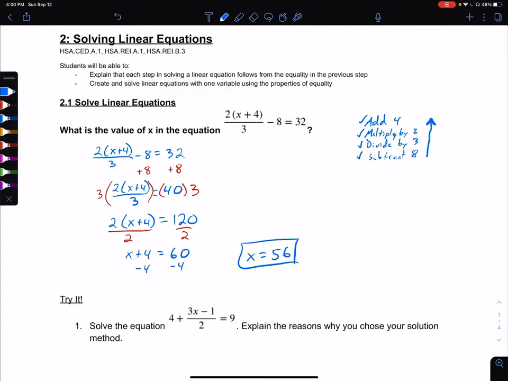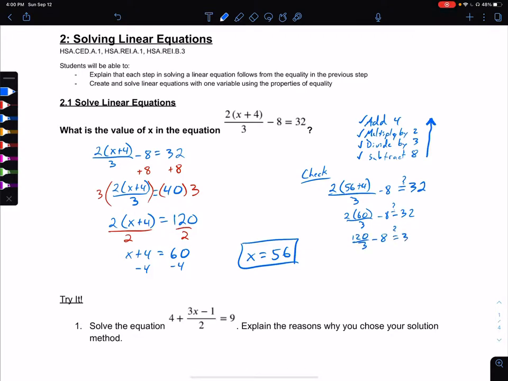If I wanted to check this and make sure that I've done this correctly, what I could do is take that 56 and plug it back into the original problem. So 2 times 56 plus 4, divided by 3, minus 8. And we want to know, does that equal 32? So we would get 2 times 60, if we were simplifying this. So this is our check. 2 times 60 would be 120, over 3, minus 8.